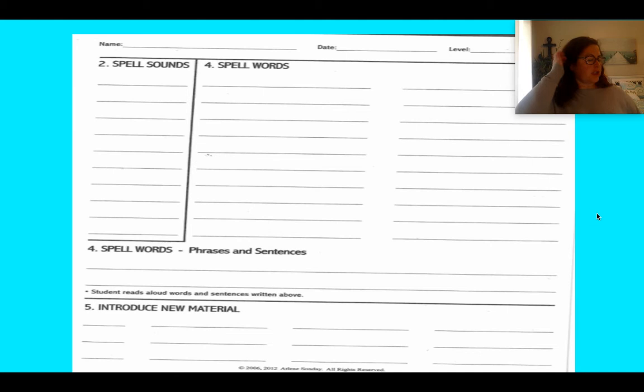Okay, so now we're going to the spell sound section. If they were in class, they would have their student notebook, and this is where they would write these sounds. I'm going to say this, dictate the sound to the student. They're going to repeat the sound, and then they're going to say and write it at the same time. Feel free to pause if you need more time for each sound.